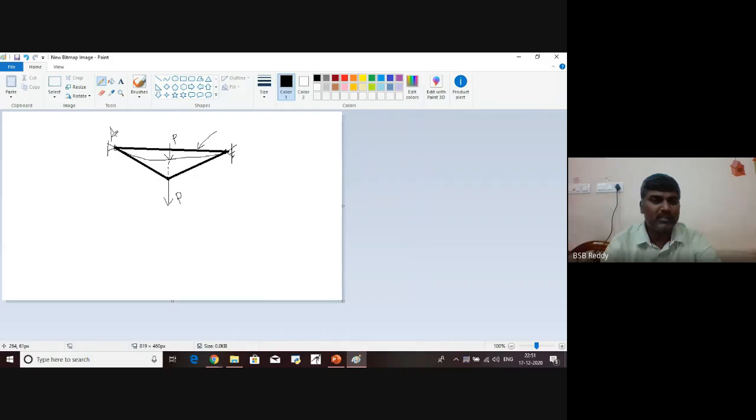Let us imagine this is A, let's take this as B, and let me say this is C. This is something like L by 2. Just assume that the point load is at the midpoint.